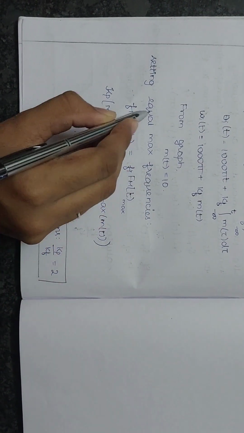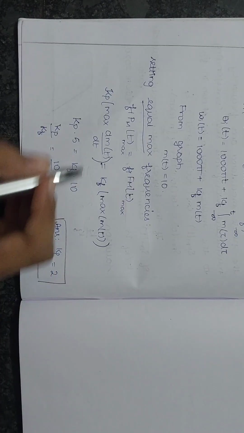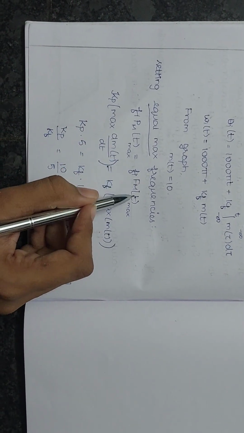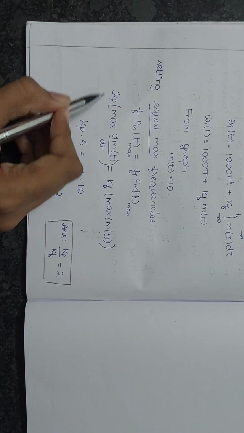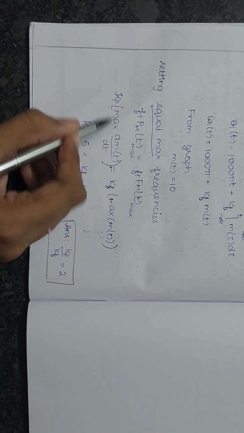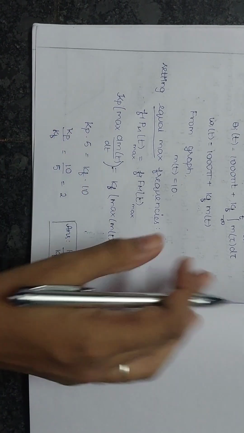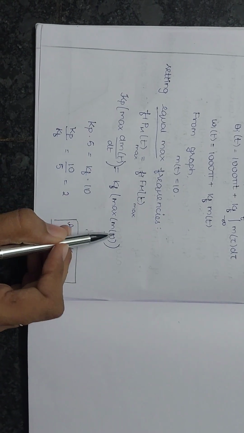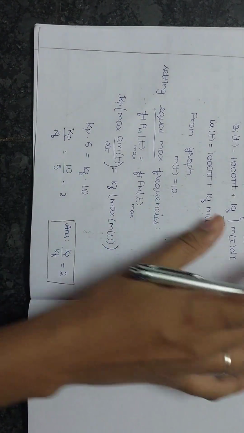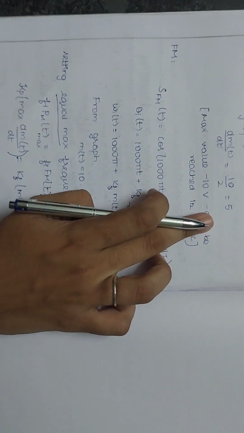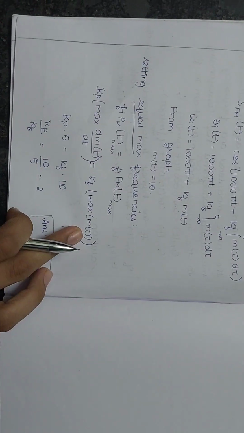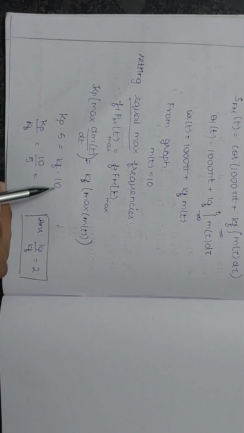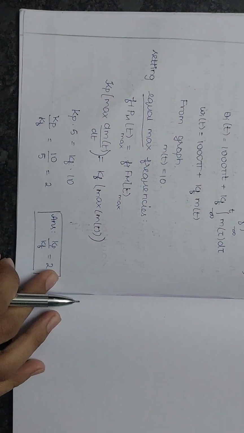They gave us the condition to equalize the maximum frequencies. So f PM of t maximum is equal to f FM of t maximum. So Kp into the maximum of dm of t by dt, which we found to be 5, is equal to Kf into the maximum of m of t, which we found to be 10. If we substitute, the ratio Kp by Kf is 10 by 5, which is equal to 2.